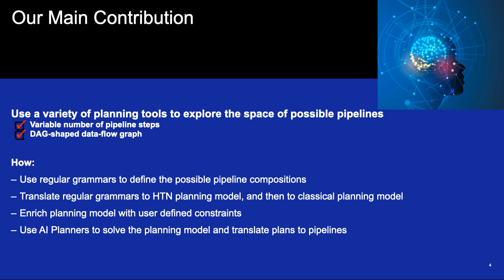We used an existing tool to translate the HTN planning model to a classical planning model. Further, we can enrich the classical planning model by introducing user-defined constraints encoded with soft goals, and use an existing compilation to compile these soft goals away, obtaining again a classical planning model. We can then use planners that return a set of plans, such as top-k, top-quality, or diverse planners, to explore the space of plans, mapping each plan to a machine learning pipeline.